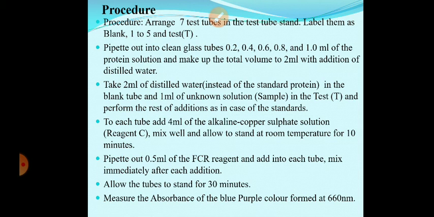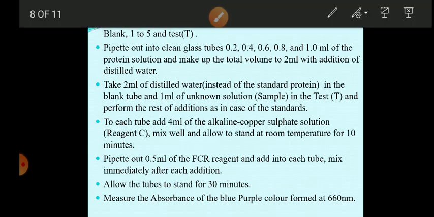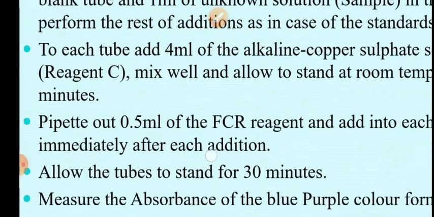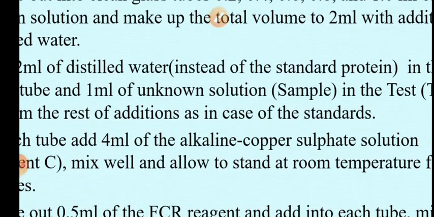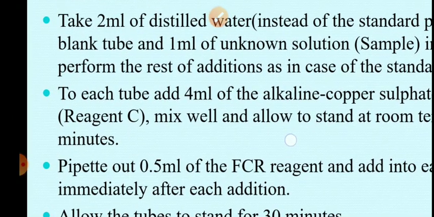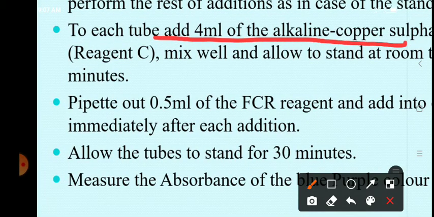Rest of the reagents are to be added similarly in all tubes. To each tube you will add 4 ml of alkaline copper sulfate reagent. I told you, reagent C that we have prepared. So each tube you will add 4 ml of alkaline copper sulfate reagent. Is that clear? In all the tubes.